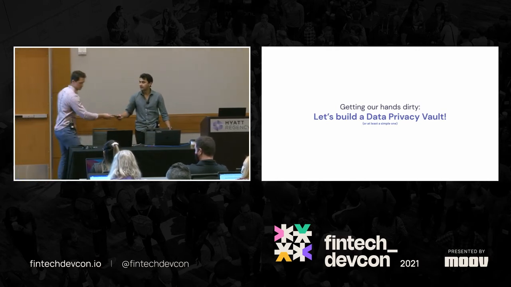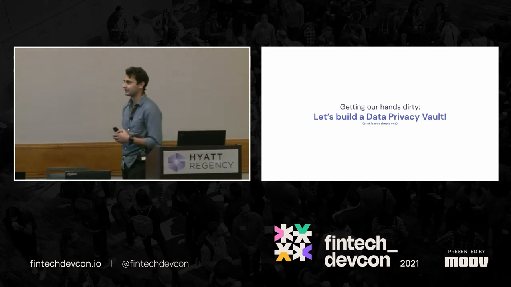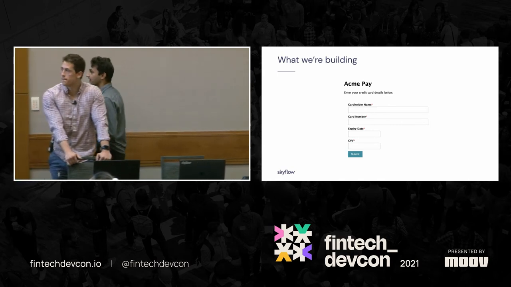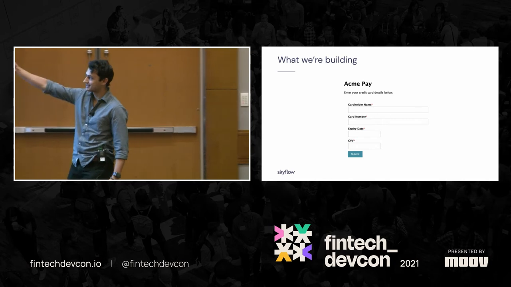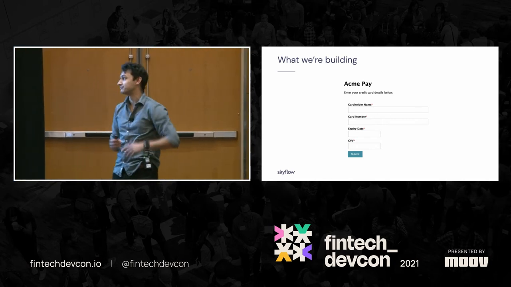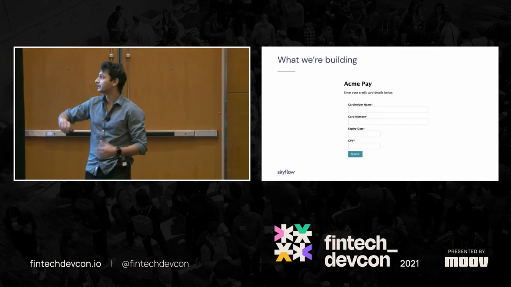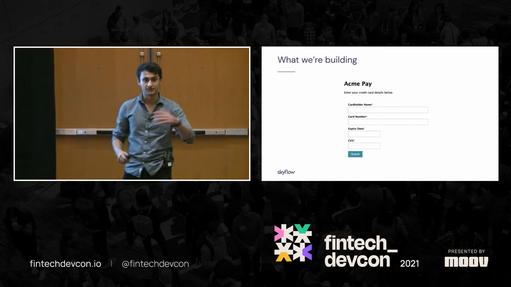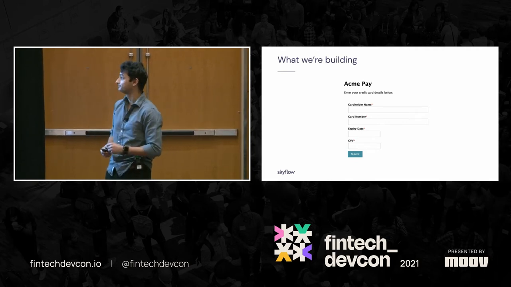Cool. All right, so what we're going to do is build a poor man's data privacy vault. It's going to be very basic, but essentially what we're building is Acme Pay. It is a single-page app which does only one thing. It collects your credit card information and then processes a payment, or sends it downstream to be processed. What we're building is a vault where we can store some of this sensitive data, specifically to tokenize it and then store it. So we're going to build a vault with just one feature, for illustrative purposes.